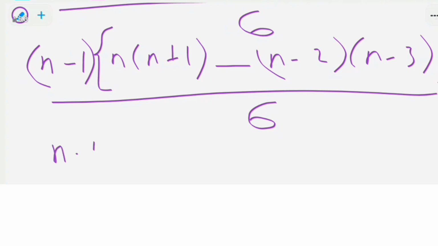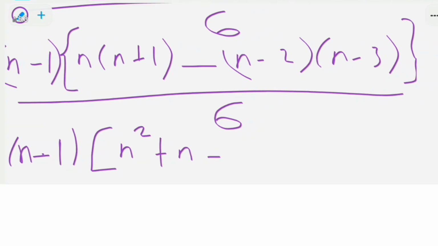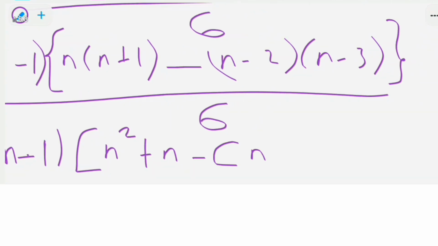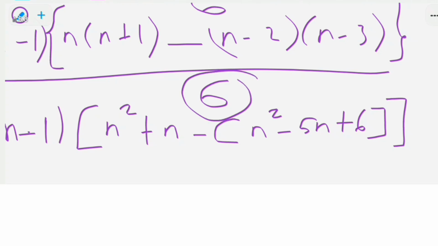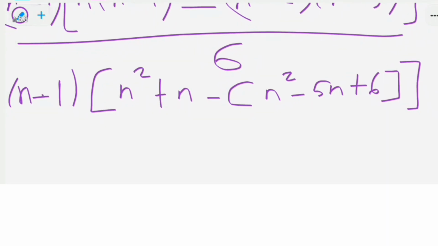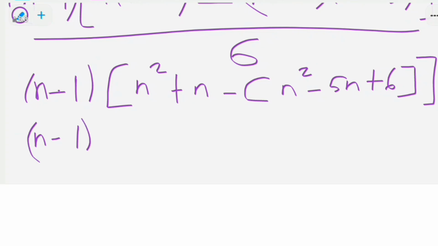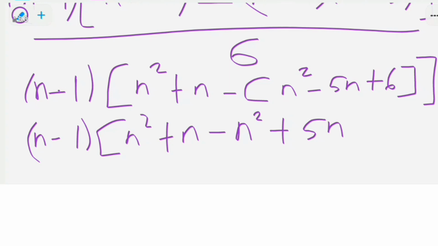If you do it, you will get n minus 1, which is what is outside here. Then expand this one, you get n squared plus n, minus. If you expand this one, you're going to get n squared minus 5n plus 6. So I don't want to put this over 6 underneath it, so it will not look too confusing. So then just leave it like this. So n minus 1, n squared plus n. By the time you open this bracket, you have minus times minus to give you plus n squared plus 5n, then minus 6.